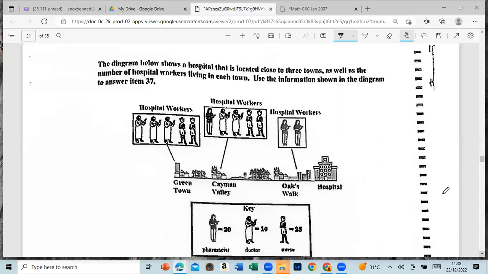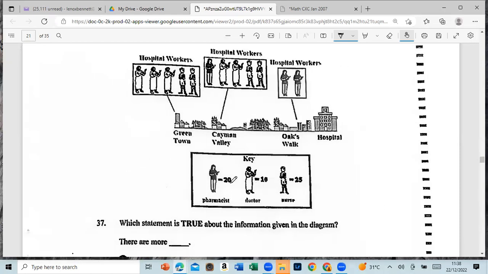All right, let's move on to 37. The diagram below shows a hospital that is located close to 3 towns, as well as the number of hospital workers living in each town. Use the information shown in the diagram to answer 37. So we have the hospital workers. So you have Greentown, Cayman Oaks, Walk, and you have the hospital. All right. So these are the 3 towns. And look at what they do. They give you a key.